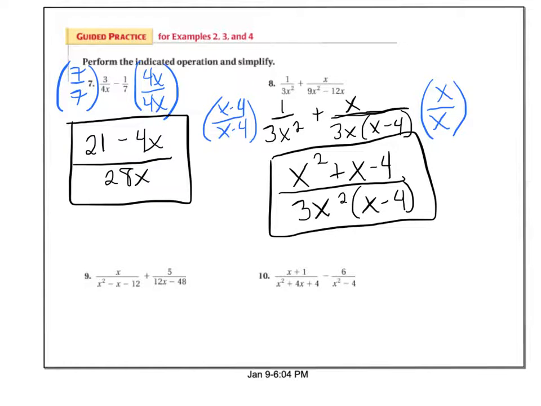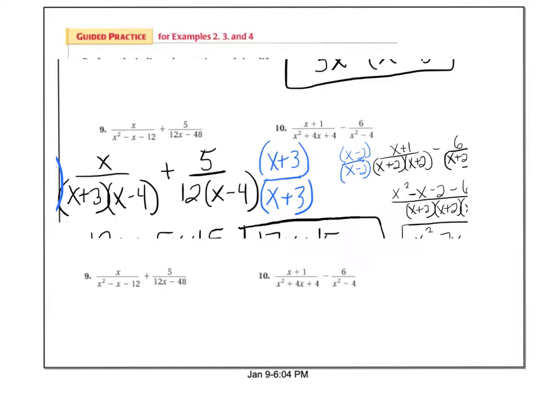Here are the answers for 7 and 8. There is nothing else you can do to those to simplify them. Move on to 9 and 10 and come back when you're done. Pause the video. And here are those final answers.